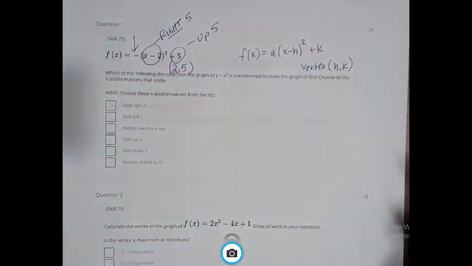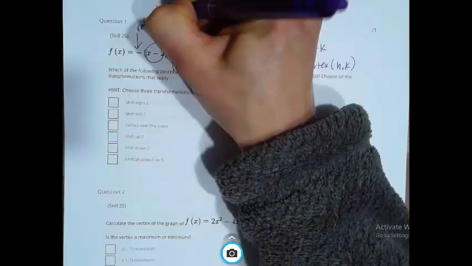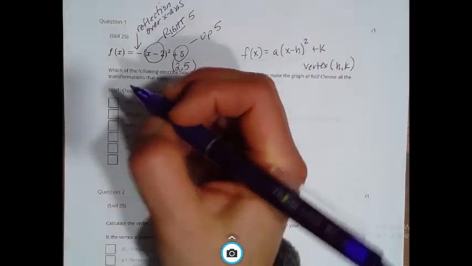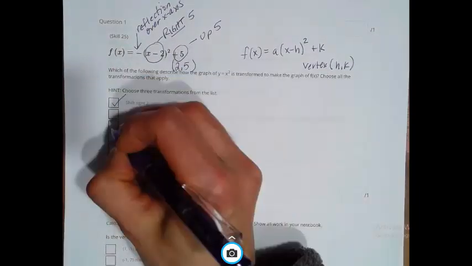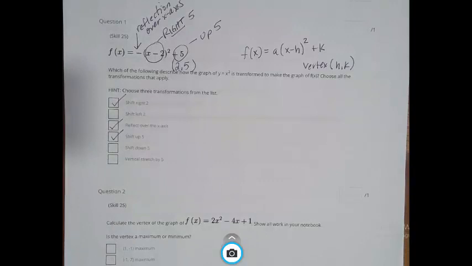And then this minus, remember, instead of opening up, that makes it open down. So this is a reflection. So you should have chosen right 2, reflect over the x-axis, and up 5. Those were the 3 from the list.